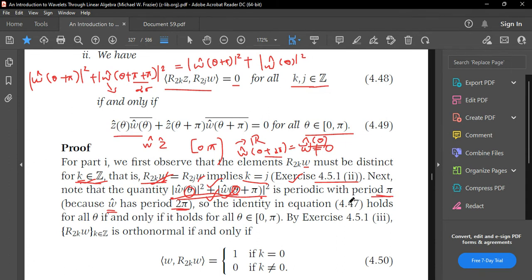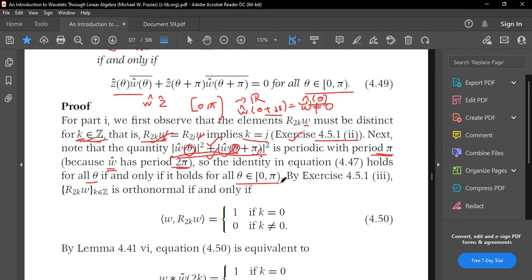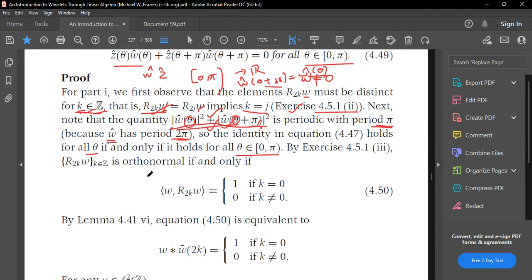So if we prove this result for theta belongs to 0 to pi, then it holds for all real theta, because this is periodic with period pi. So it is enough. So this is an if and only if statement. You can prove this statement also by the reverse direction. Now we will prove this result.